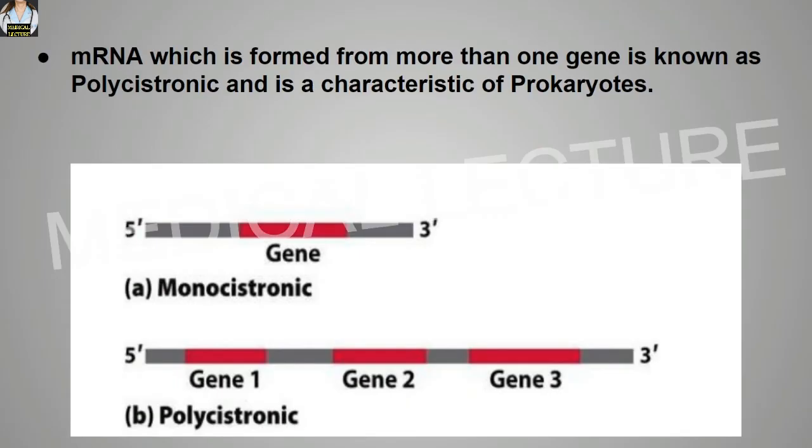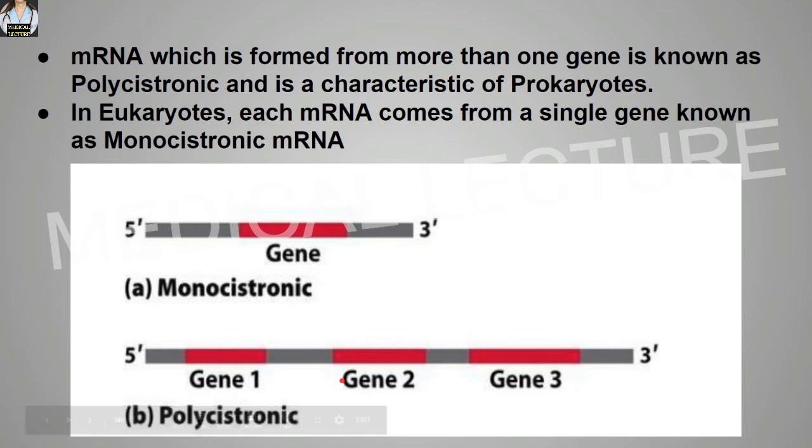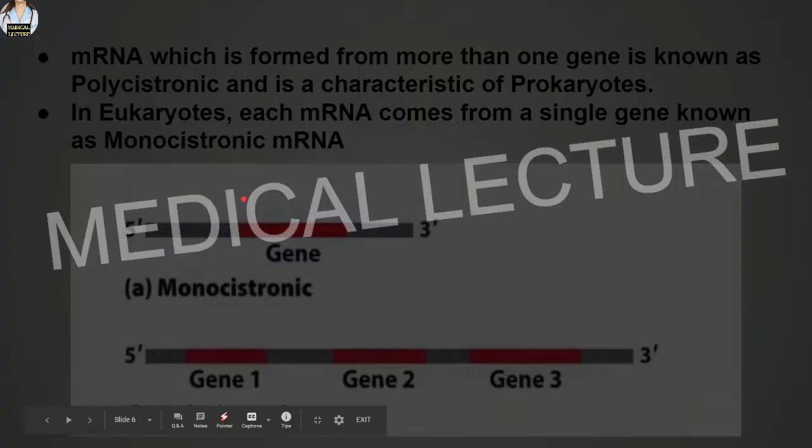mRNA, which is formed from more than one gene, is known as polycistronic and is characteristic of the prokaryotes. So over here, as you can see, this is the polycistronic mRNA having more than one gene. Now in the eukaryotes, each mRNA comes from a single gene, known as the monocistronic mRNA.